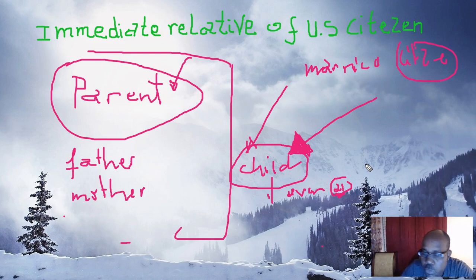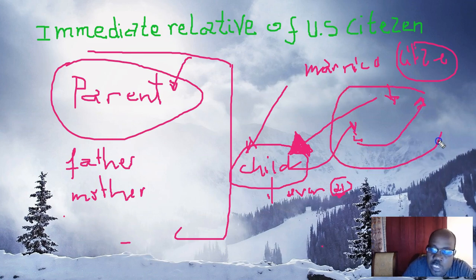The way to prove that this is your stepchild is that you have the marriage certificate and the birth certificate of the child, and then they will see the name of one of the parents who is married to the US citizen. That's the proof that this is a stepchild. It's the same thing to prove a stepparent. That's the way it works.